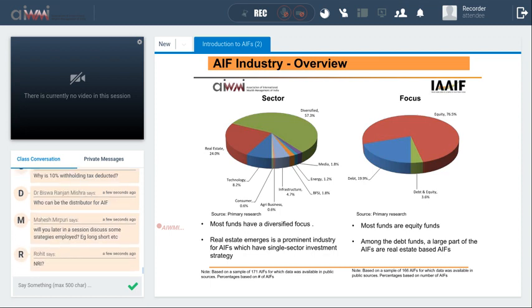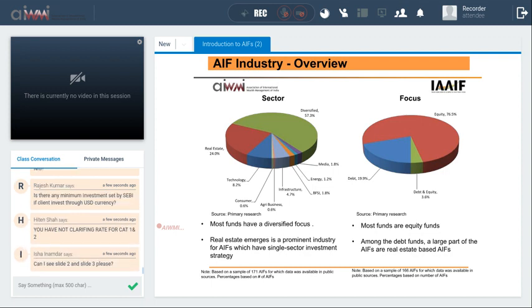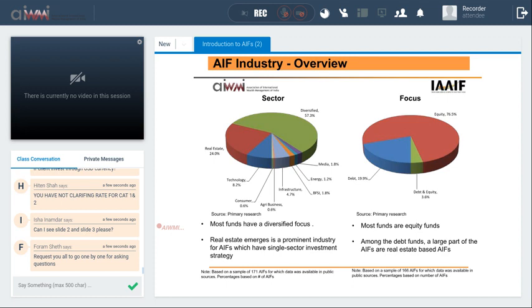So who can be the distributor of an AIF? Anybody. Anybody can distribute an AIF. You don't need an ARN number, or you don't need to be registered with AMFI. Hitensha, you're asking about the rate for Cat 1 and Cat 2. Cat 1 and Cat 2 have a 10% withholding.